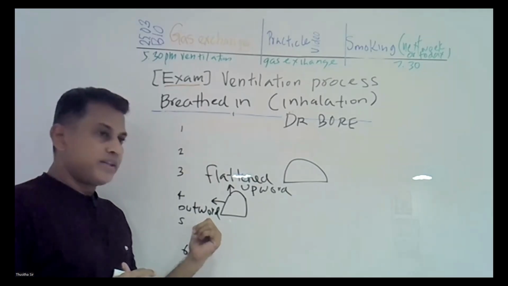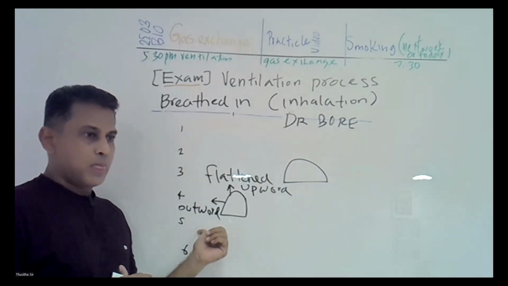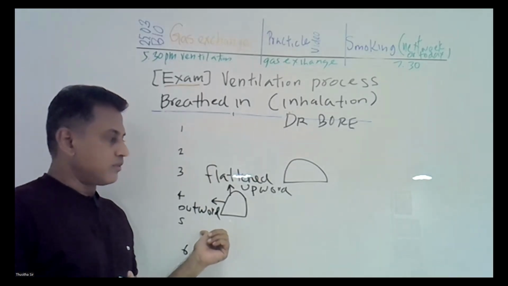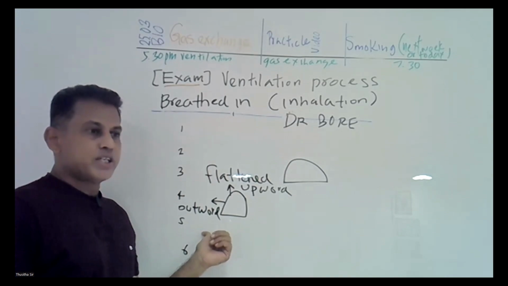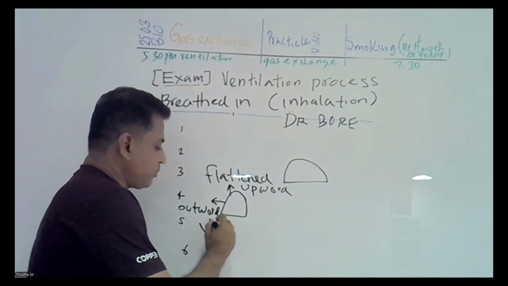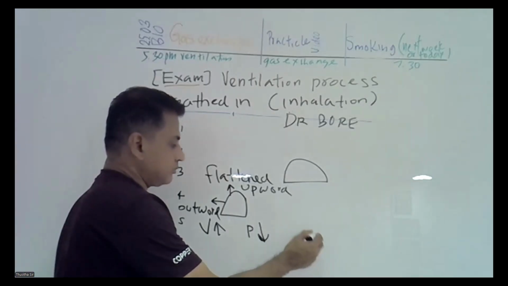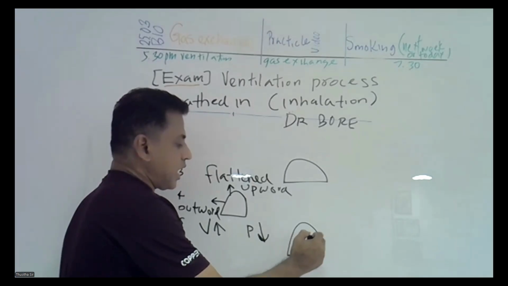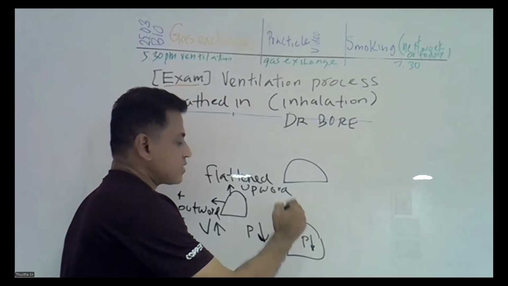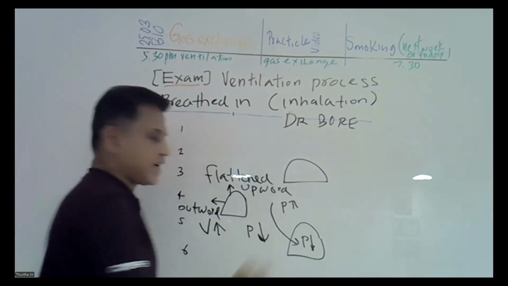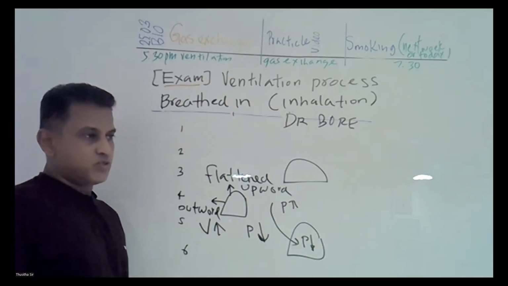Then the volume, fifth one, the volume of the rib cage increases. Volume increase and pressure decrease. So then inside pressure is less, outside pressure is high. The sixth one, then the air move from outside to inside.